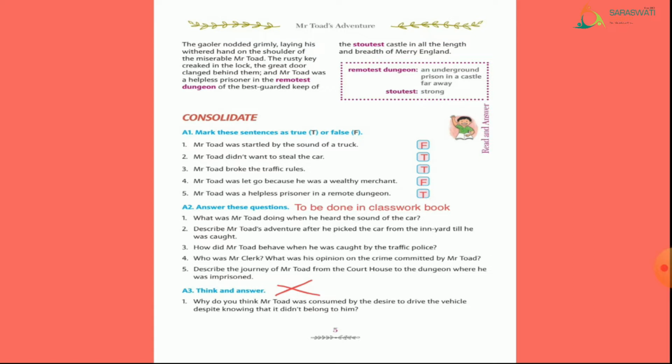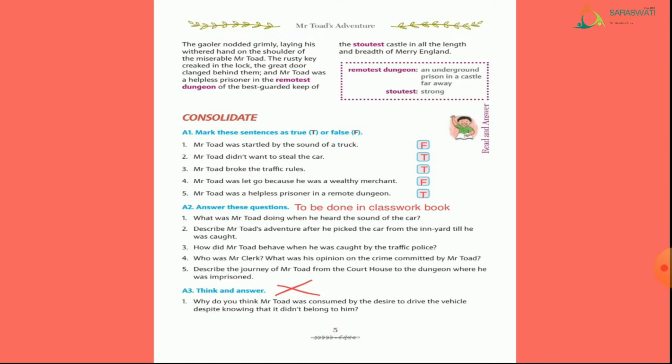Number 4. Mr. Toad was let go because he was a wealthy merchant. Now this is false. He was punished. He was not let go. Okay. The judge did not let him go, saying, yes, you are a very wealthy merchant, so you can go. Not like that. He was also punished for disrespecting the cop, okay, and for speeding. So all these were the things which were charged upon him and he was punished. He was sent to jail. So this is false, F.